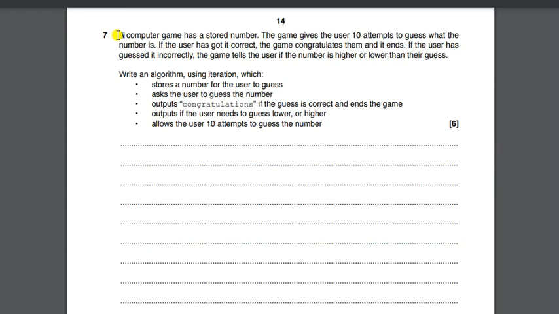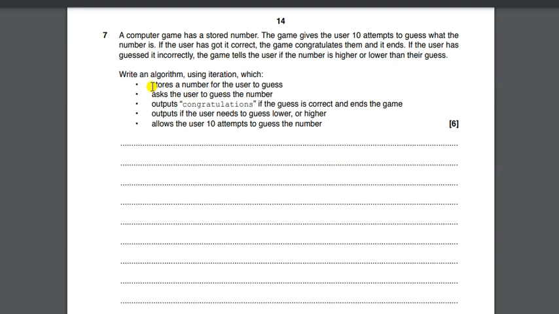Now in this question number 7, the question says that a computer game has a stored number and it gives the user 10 attempts to guess what number it is. If the user gets it correct, then the game will congratulate them. And if the user has guessed it incorrectly, then the game will tell whether the user has to give a number which is higher or lower than their guess. And a total of 10 attempts will be there. So we have to write an algorithm using iteration.